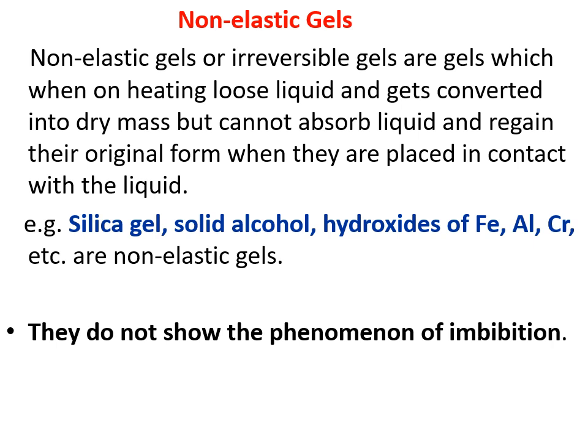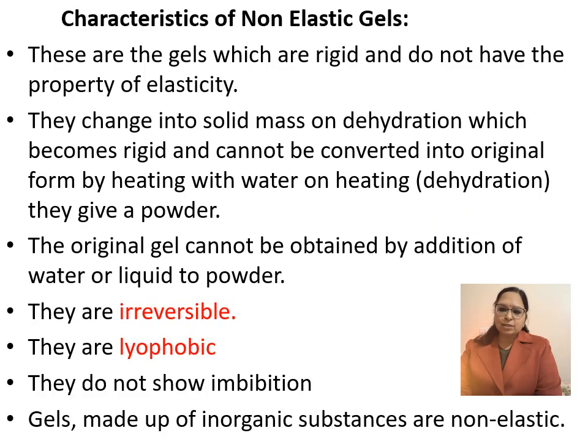Elastic gels are capable of absorbing liquid and regaining their original form when placed in contact with the liquid, but non-elastic gels cannot absorb liquid and regain their original form when they're placed in contact with the liquid. That's why the name irreversible gels. They do not show the phenomenon of imbibition. Some examples of non-elastic gels are silica gel, solid alcohol, hydroxides of iron, aluminium, and chromium. They all fall in the category of non-elastic gels.